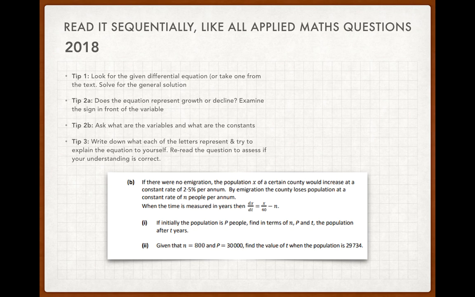Okay. If initially the population is p people, find in terms of n, p and t the population after t seconds. So when t is equal to 0, the population is p. So when t is equal to 0, x equals p. And then when t is equal to t, x equals x. And we're looking to get a formula for x. And then, given that n is equal to that, p is equal to that, find t when the population is equal to that thing there.